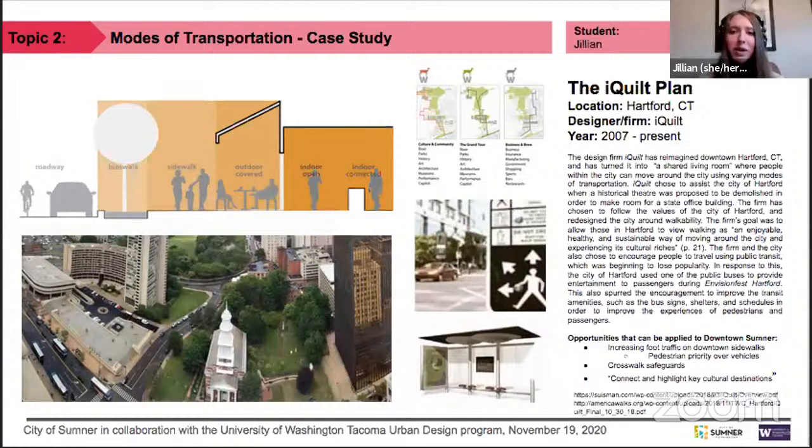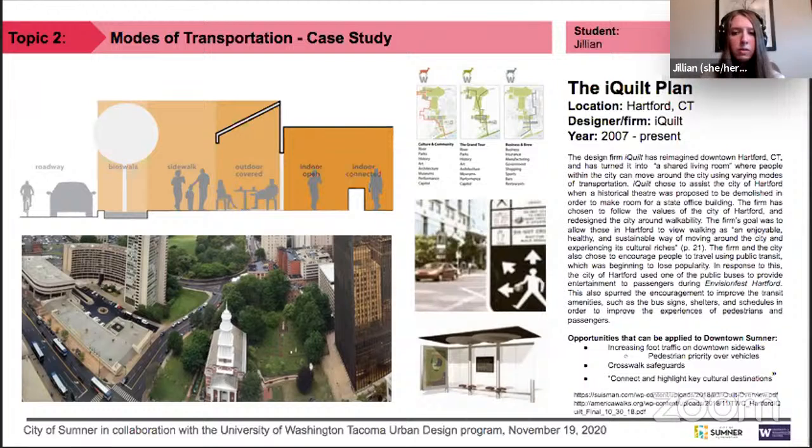Thank you. This is Jillian again, and in regards to the modes of transportation, I would like to talk about the iQuilt plan in terms of walkability and public transit. iQuilt is a firm that focuses on connecting various areas of downtown Hartford, Connecticut on a physical and cultural level. The iQuilt plan was started in 2007 and hopes to turn downtown Hartford into a shared living room by bringing several uses into a single space.